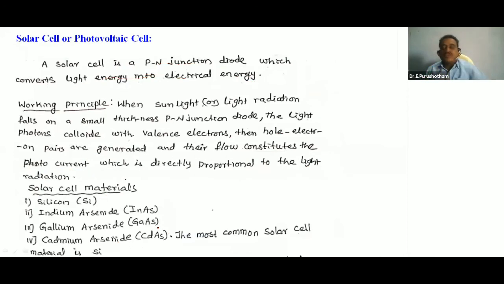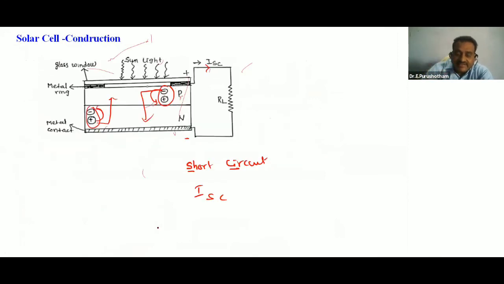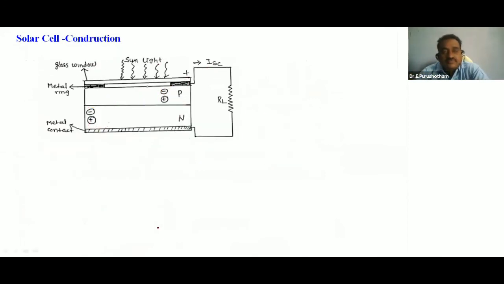So just see here, a solar cell is a PN junction diode which converts light energy into electrical energy. So working: when sunlight is allowed to fall on the junction, the sunlight is divided into small packets, that is quanta or light photons. The light photons collide with valency electrons. The valency electrons leave their parent atom. Due to this, it produces an electron and hole pair.